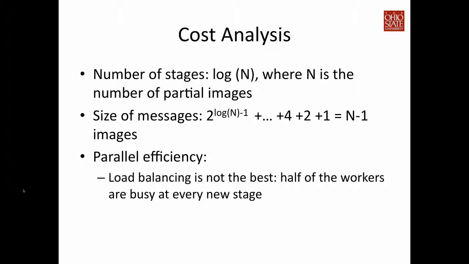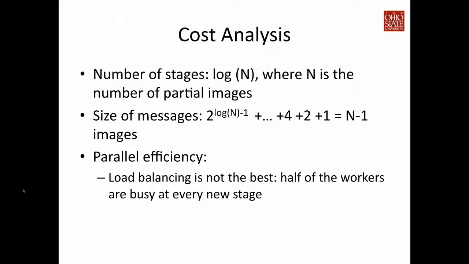How many images are we going to communicate in total? In the first stage, I'm going to need to send 2 to the power of log n minus 1 images. Why is this the case? Just imagine our example of 8 images. Because we divide the 8 images into 4 groups, within each group one processor is going to send its image to the other processor, that was 1 image. So in total, in the first stage, we are going to send 2 to the power of log n minus 1 images. That's half of the total partial images in the beginning. Then at every stage, we are going to reduce the number of images that need to be communicated by half.